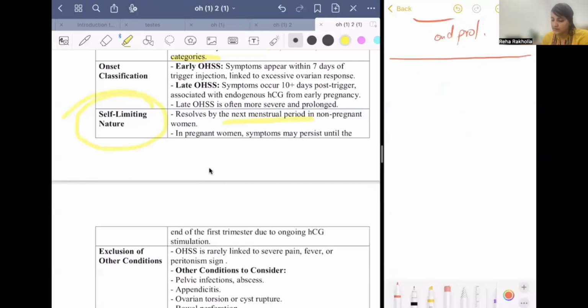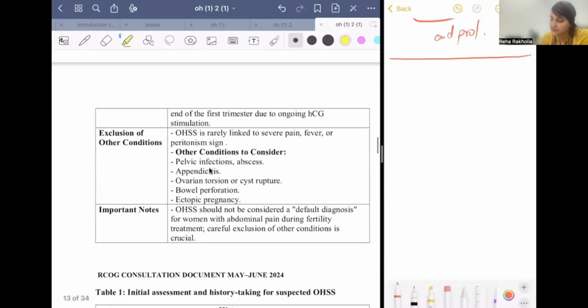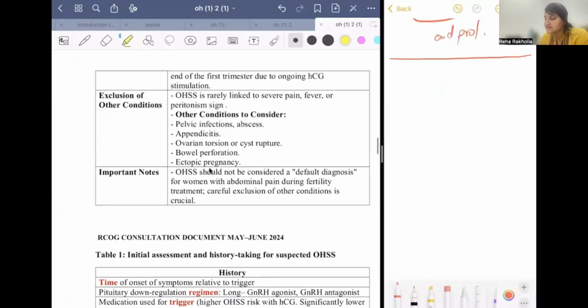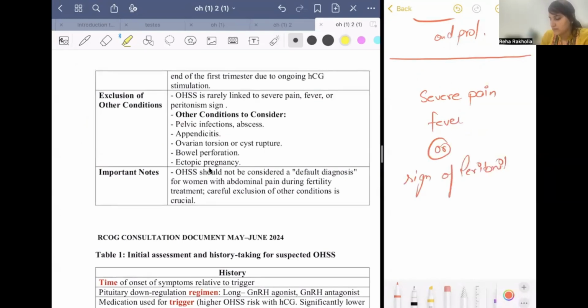It is crucial to exclude other conditions with similar symptoms, as OHSS is rarely linked to severe pain. There is no severe pain. It is rarely linked to fever or signs of peritonitis. We have peritonism. OHSS is rarely linked to these signs.